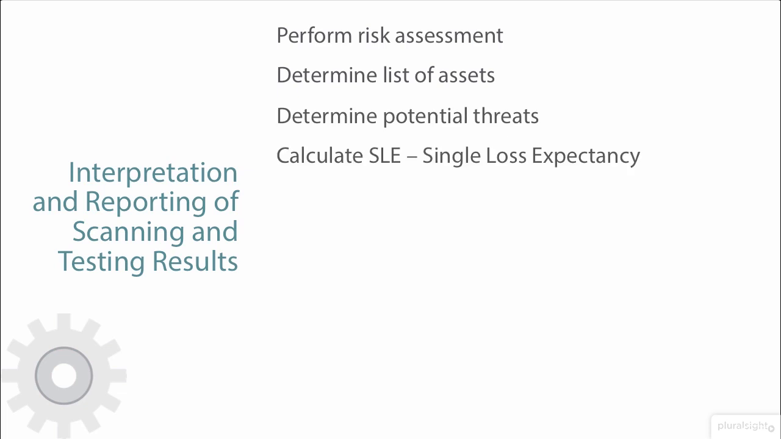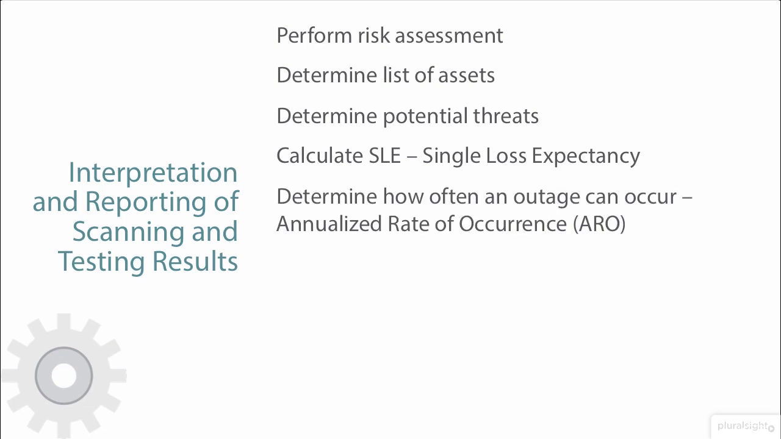So we'll determine those potential threats and then calculate our single loss expectancy. So when I lose an asset, what does that mean to the business? Now, it's important that we take some time to do this and try to do it as accurately as possible, because that's really what's going to come back as we start to scan and monitor for all of this. Now, we'll determine how often an outage can occur, and that was our annualized rate of occurrence, so we can determine, over a year, what our loss expectancy is. And this can help us make decisions financially on the kind of controls that we want to put in place.